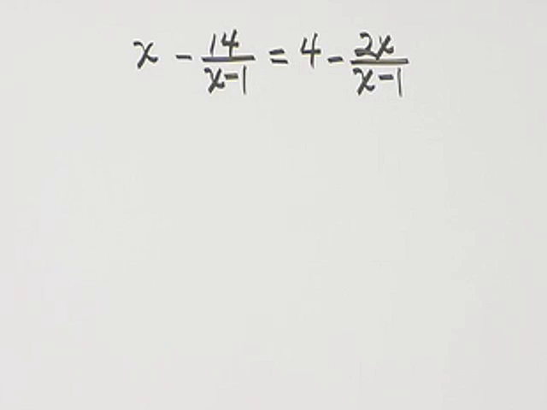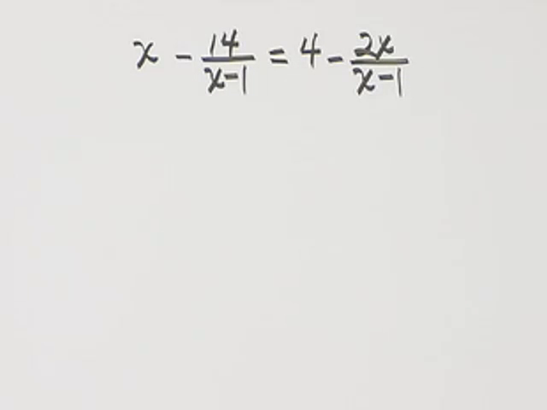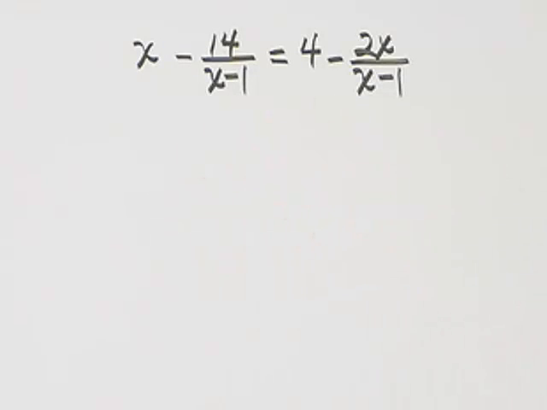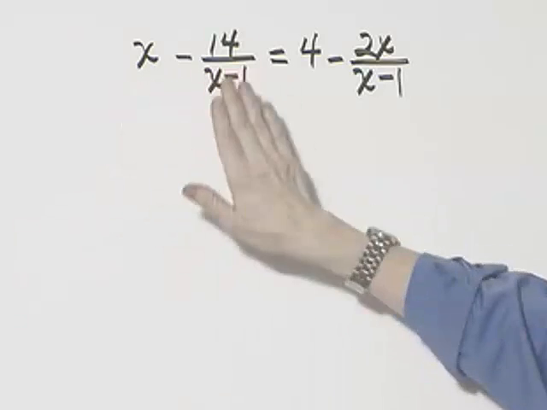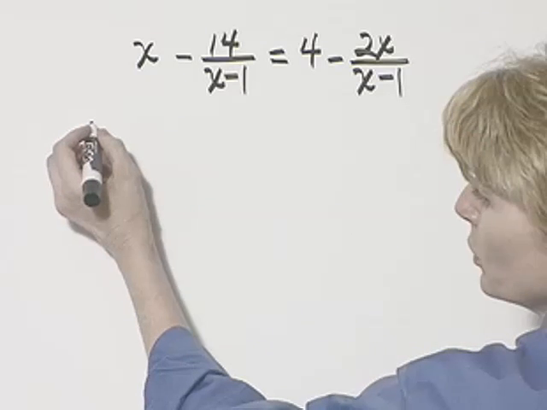How do we begin solving this equation containing fractions or rational expressions? We'll multiply through by the LCD, and here the LCD is x minus 1. Now don't forget that each term must be multiplied by x minus 1 in order to keep the equivalency.